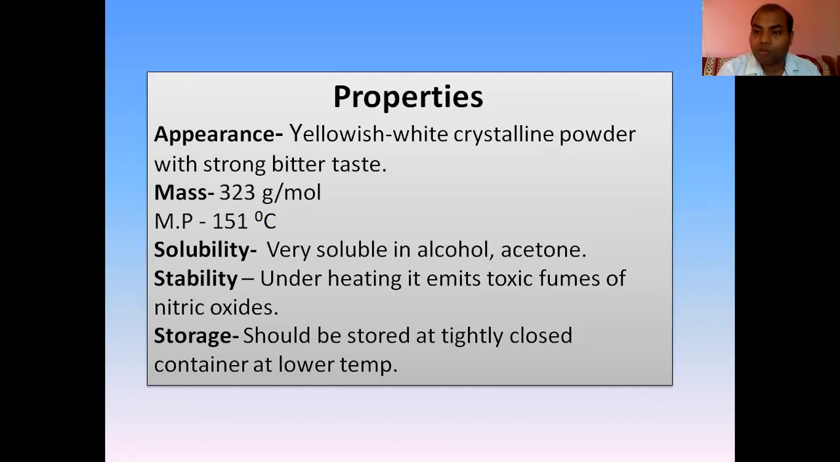Properties: it is a yellow to white crystalline powder with a strong bitter taste. It has a mass of 323 gram per mole and a melting point of 151 degrees centigrade. In terms of solubility, it is soluble in alcohol and acetone. In terms of stability, due to the presence of a nitro group in the structure, it can emit toxic fumes of nitric oxide upon heating. So we have to store it in a tightly closed container at a lower temperature.